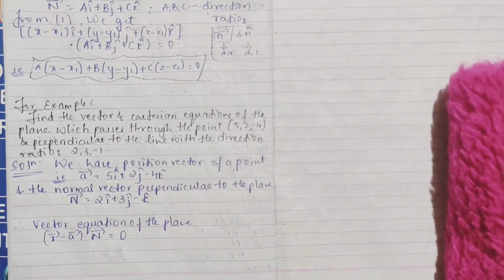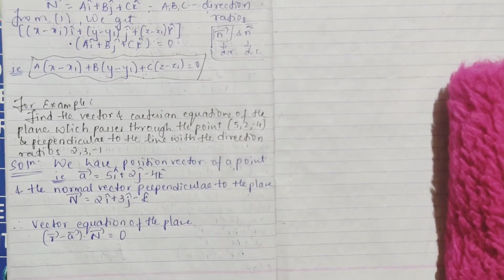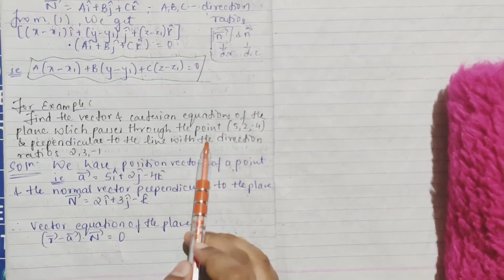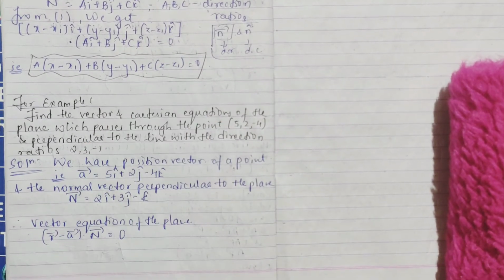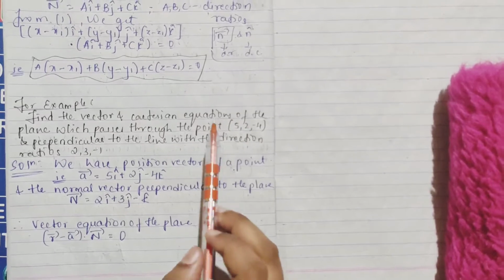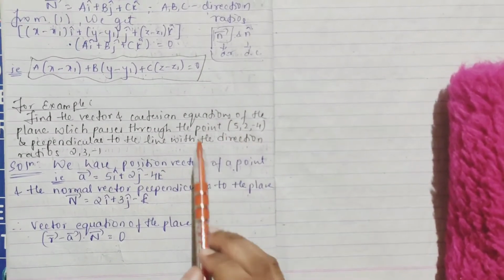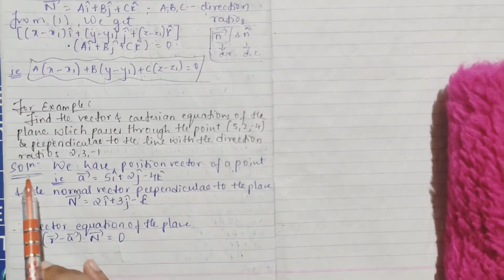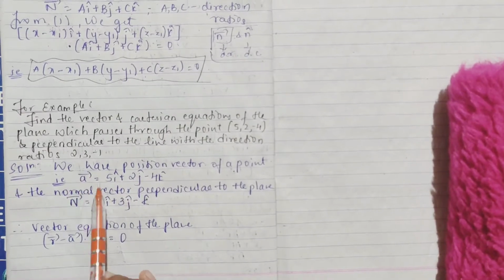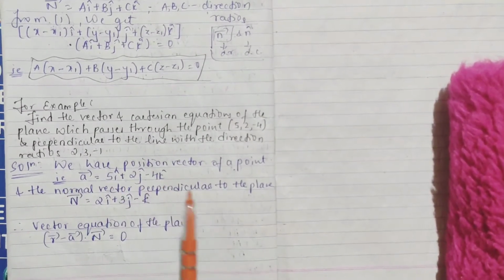In this question they are asking for the vector and Cartesian form, of a plane which passes through a point. Previously we took the point A, right? So its position vector is vector A. I have written the same. We have the position vector of the point, that is vector A, 5i cap plus 2j cap minus 4k cap.